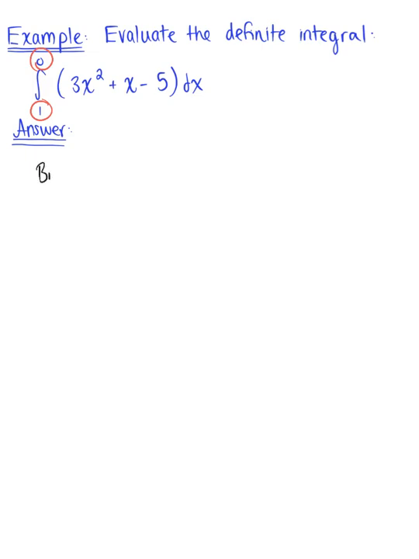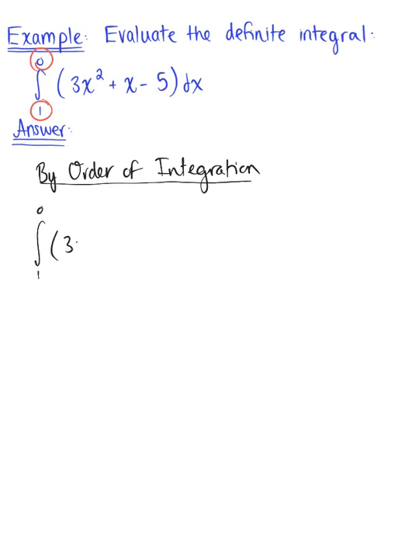So to do that, we know that we need to apply the order of integration property. So by the order of integration property, we know that the integral from 1 to 0 of 3x squared plus x minus 5 dx is equivalent to minus the definite integral from 0 to 1 of 3x squared plus x minus 5 dx. So now everything's all set and we're ready to integrate.